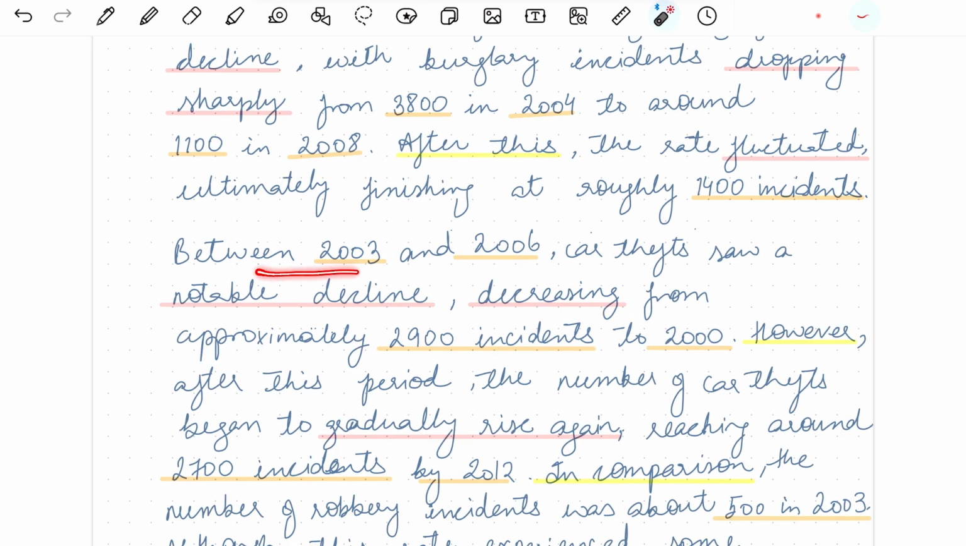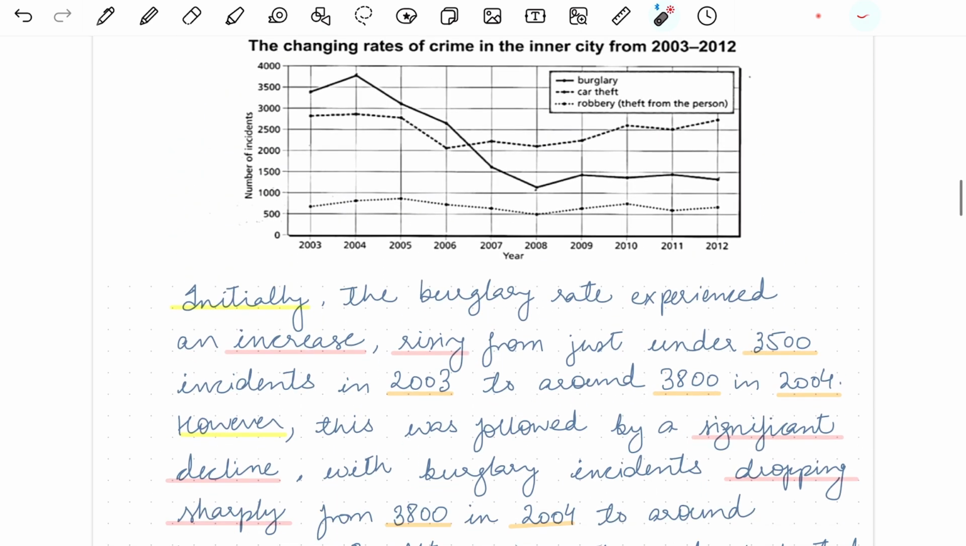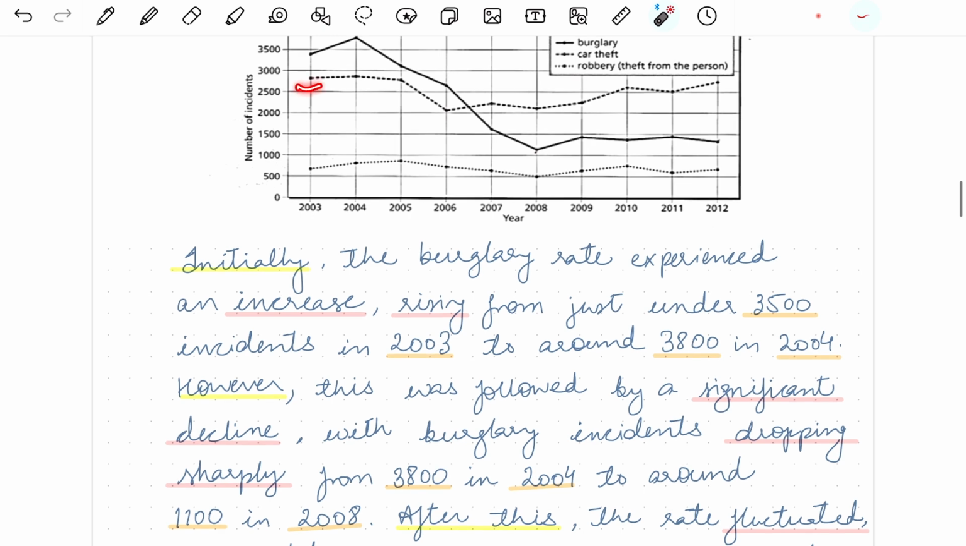Right, between 2003 and 2006, car theft saw a notable decline, decreasing from approximately 2,900 incidents to 2,000. However, after this period, the number of car thefts began to gradually rise again, reaching around 2,700 incidents by 2012. So, as we discussed earlier, this is what happened with the car thefts. This line.